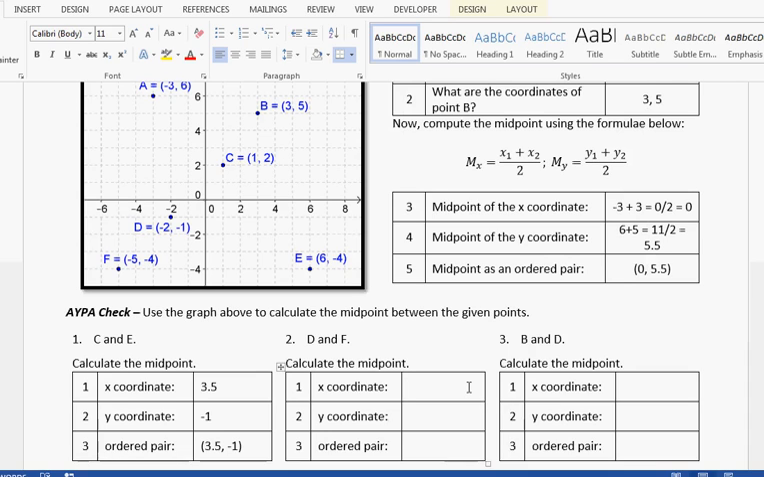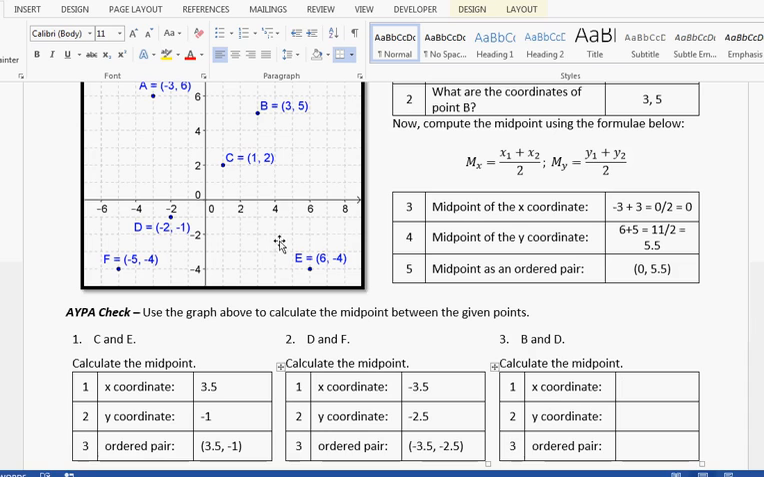Okay, between D and F, we got negative 2 and negative 1. So negative 2 plus negative 5 is negative 7, divided by 2 is negative 3.5. The y coordinate is negative 1 plus negative 4, which is negative 5, divided by 2, which is negative 2.5. So my ordered pair is negative 3.5, negative 2.5.